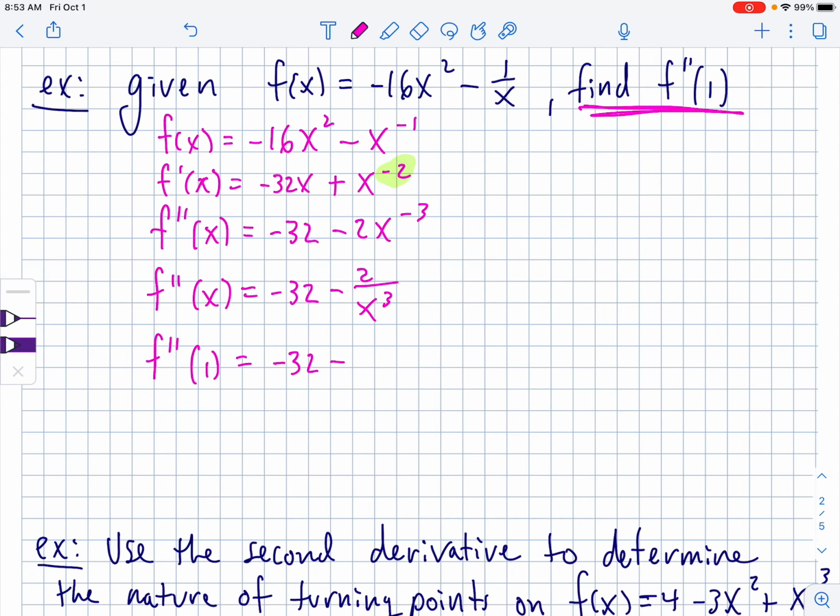Now we need to plug a 1 into that, because that's what the directions said. So it's negative 32 minus 2 over 1 cubed. 1 is a nice thing to plug in because it kind of all goes away, or it doesn't really affect that too much. Negative 32 minus 2 is negative 34.